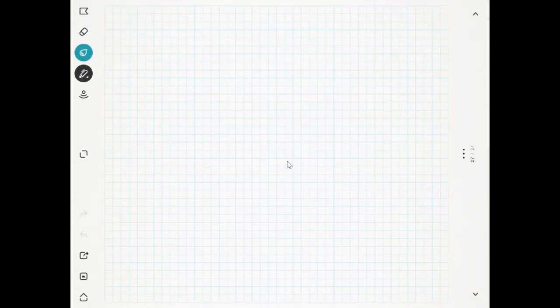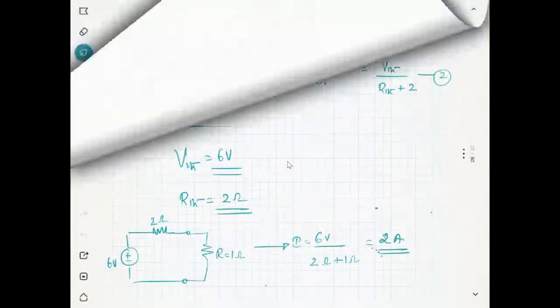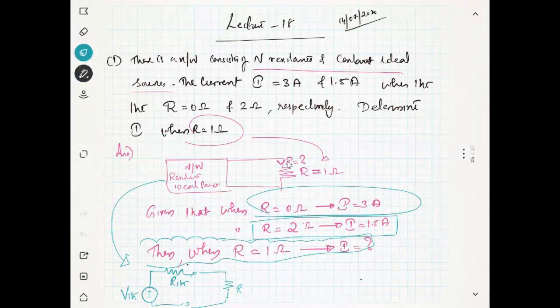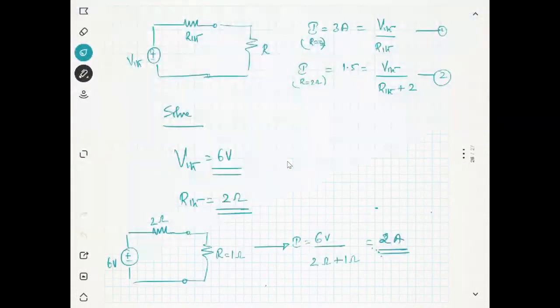But doctor, excuse me, can we solve it by... you know, this is a linear circuit, and if you give 0 ohm, you will get 3 ampere. If you give 2 ohm, you get 2 ampere. Which theorem will you use? Because it is a linear circuit, if you give 1 ohm, it will be 2.25.